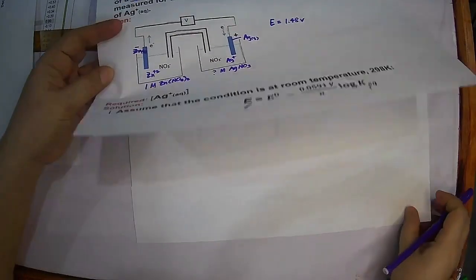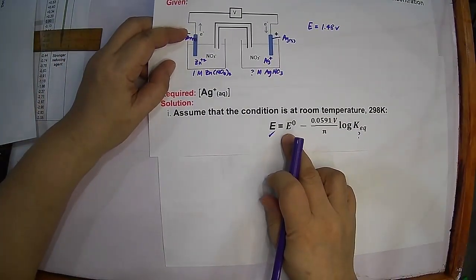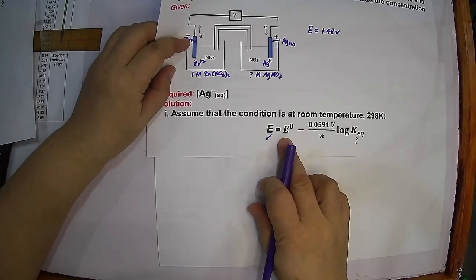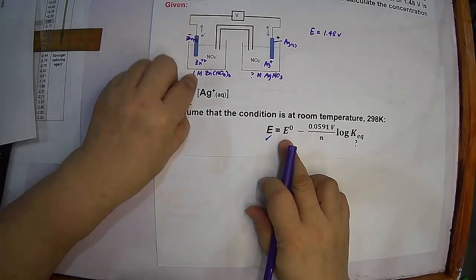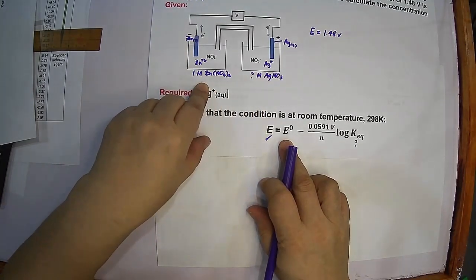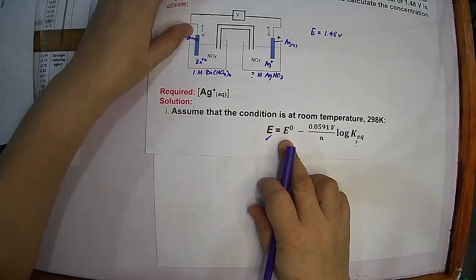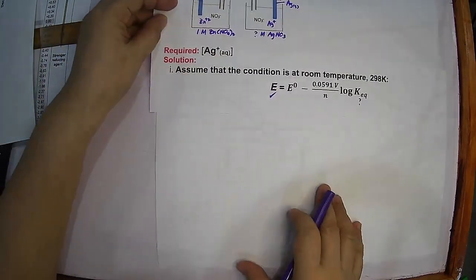So moving on, we can solve the standard potential of the cell, meaning at standard condition when the concentrations are both 1 molar. But in this case, this is the unknown. And the potential is 1.48 volt.